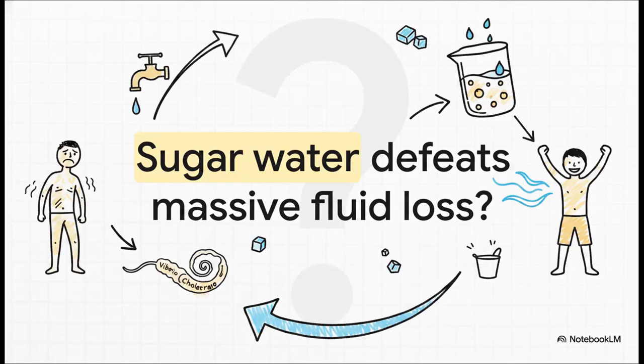Okay, let's dive right into this because this is honestly one of the most fascinating physiological paradoxes in all of medicine. Imagine a pathogen that can literally drain up to 250 milliliters per kilogram of fluid from your body in a single day. That's massive. Yet its ultimate defeat comes down to simple sugar water. How is that even possible? Well, answering that exact question unlocks the entire mechanism of our primary suspect today.